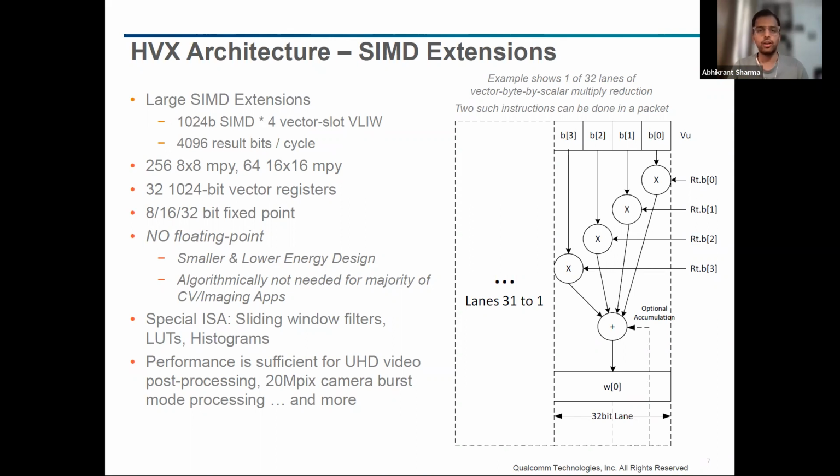What used to be a norm 5 years ago was 720p, but now we are doing 4K and 8K processing on the mobile hardware. Now, when you're processing an 8K image, you need to think about how much data is being processed. This is one of the key reasons why HVX is able to do so much work in a single cycle. It's able to process 4096 bits in a single cycle. So if you're doing a convolution, you will be able to do multiple such convolutions in a single cycle of the DSP if you program it properly.